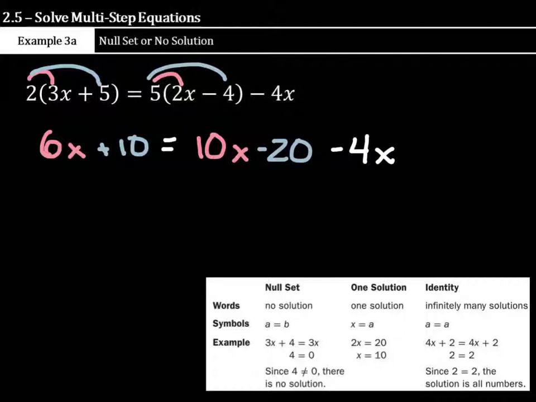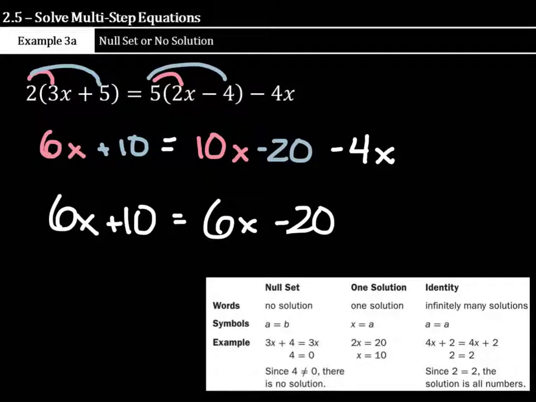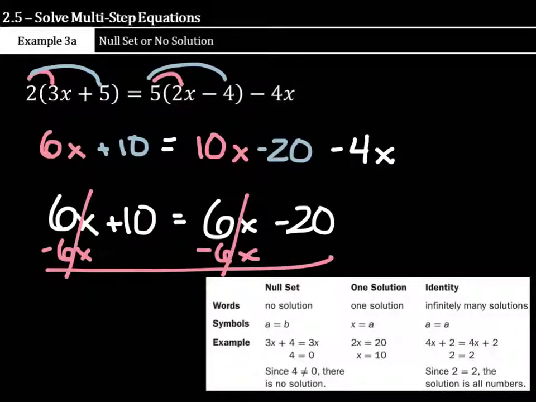Now, what we need to do before we move anything from one side to the other is to combine the 10x with the negative 4x so we can get this thing simplified. So we have 6x plus 10 equals, again, 10x minus 4x is, again, 6x minus 20. Now when you go to subtract the 6x from both sides in order to simplify this thing, you'll get something similar where that cancels and that cancels, but the difference becomes 10 equals negative 20.